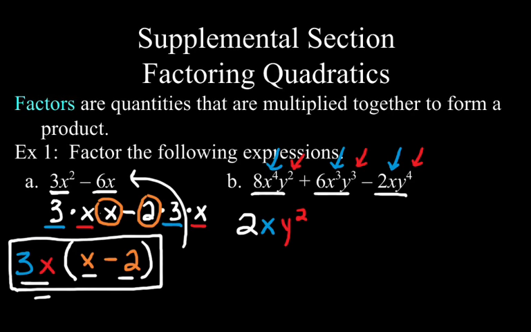Once we've figured out what we can factor out or divide out, then we're ready for our parentheses. Thinking about that division, if you take that 8 in the first term and divide by the 2 that we're factoring out, that's going to leave us with a 4.